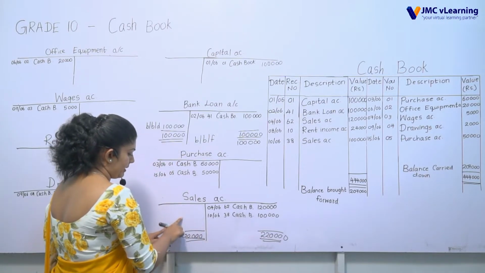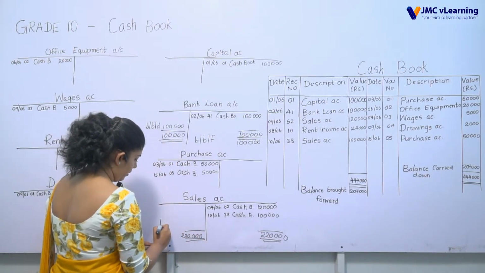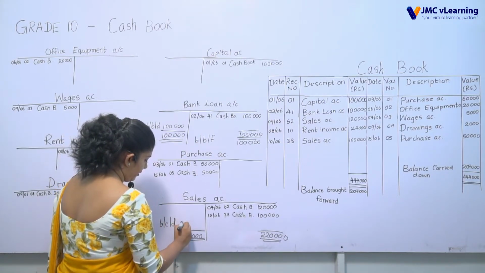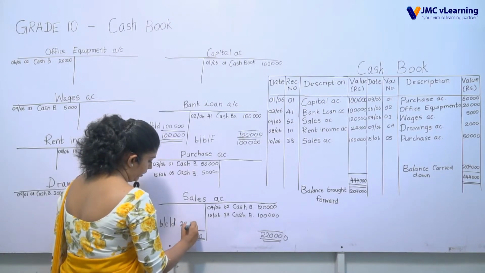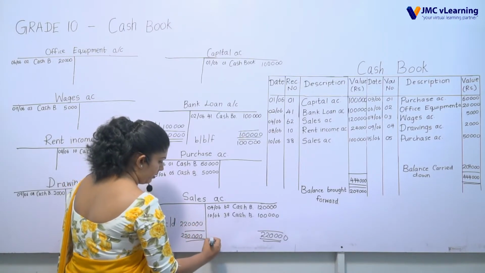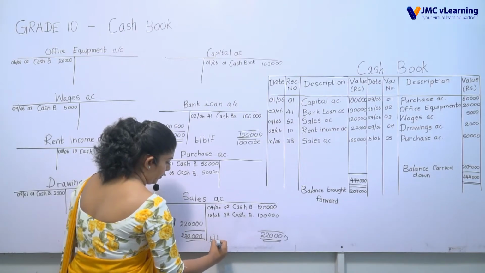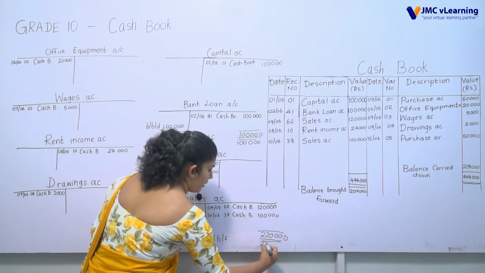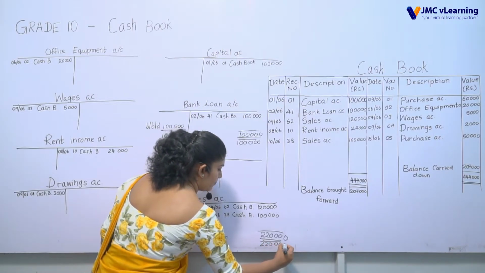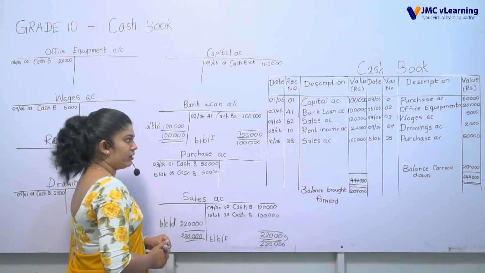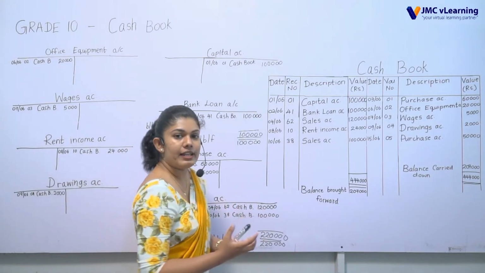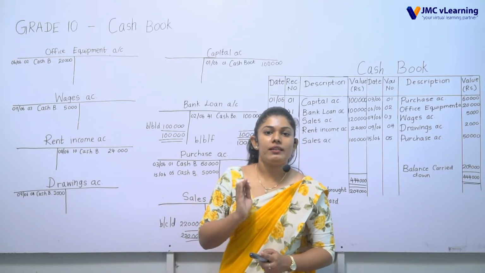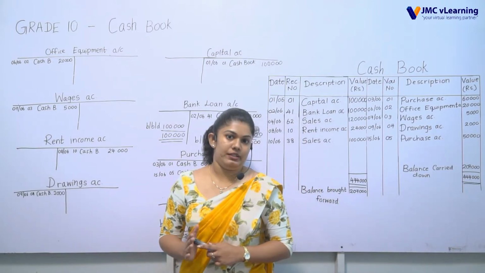And here, the balance is zero. Therefore, balance carried down or brought down is 220,000. It's the same. And balance brought forward is also the same, 220,000. So try it. You have to do the rest of the accounts. You have to close these accounts, and that is when the double entries are completed.